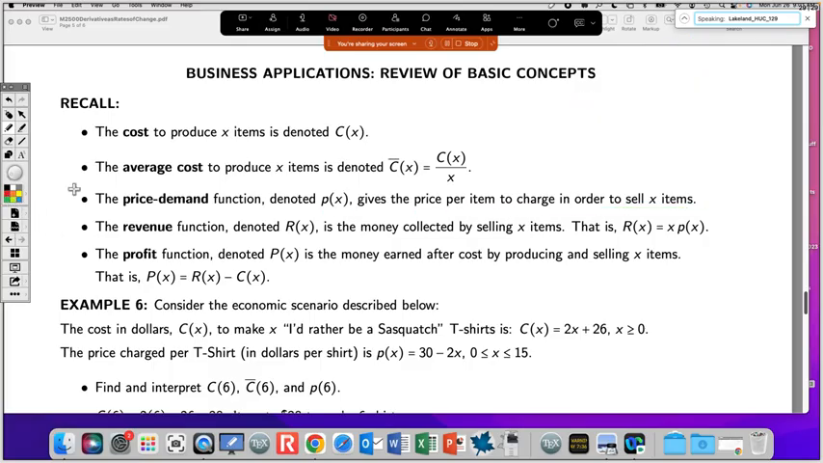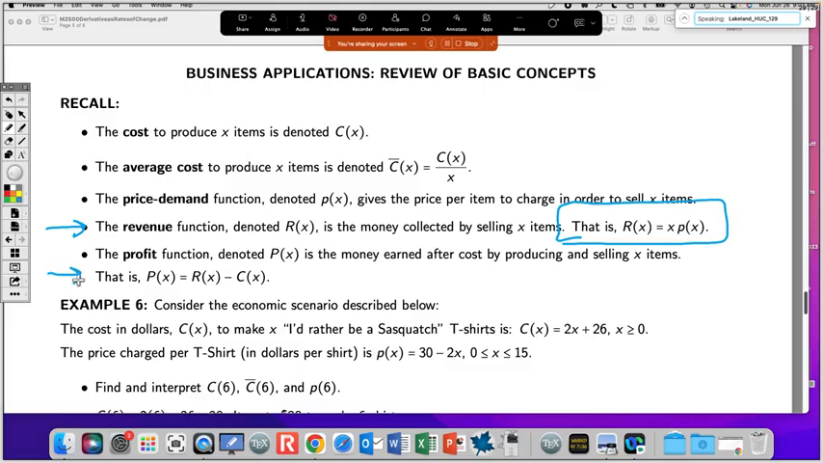The revenue is how much money you bring in. That's the money collected by selling x items. So we take the number of items you sell, x, and multiply it by the price, p of x. Does that make sense or not? So if you sell 2 items at $5 an item, your revenue would be 2 times 5, or $10. Does that make sense?